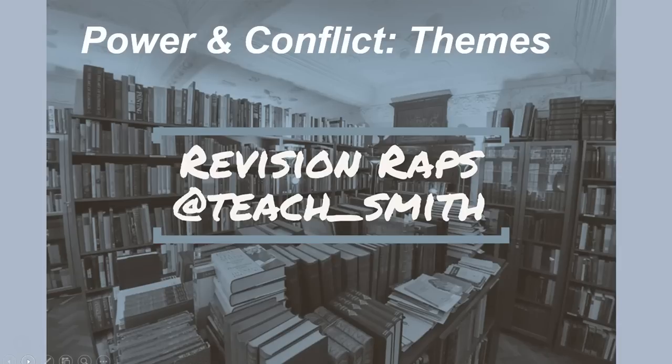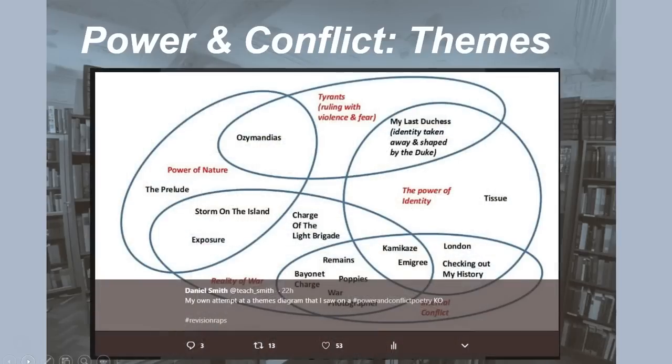I'm trying to find ways to support my GCSE students in revising for their English literature exams. I've been doing some revision wraps, but just the other day I saw a diagram which compared power and conflict poems by theme. Now this was a publicly available knowledge organiser, however I thought it could have been improved. I liked it, but I thought it could be better, so I had a go myself.